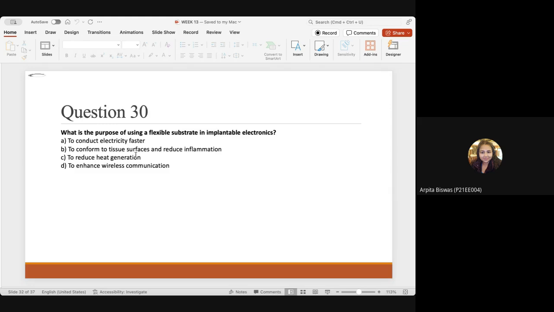Then question number 30. What is the purpose of using a flexible substrate in implantable electronics? First option, to conduct the electricity faster. Second, to conform to the tissue surfaces and reduce the inflammations. Option C is to reduce the heat generation. And option D, to enhance the wireless communication.